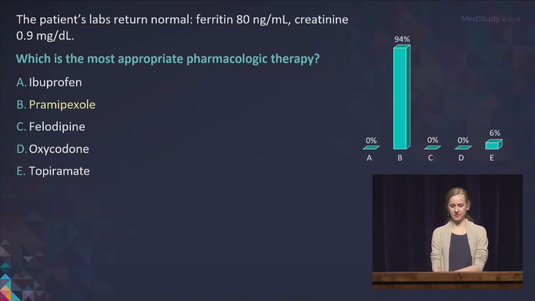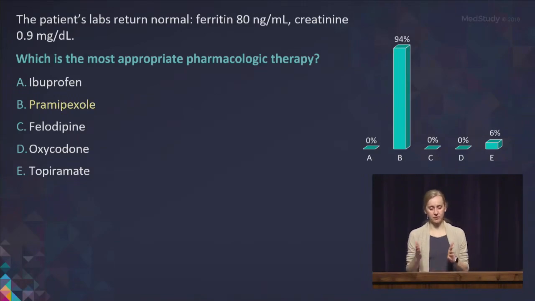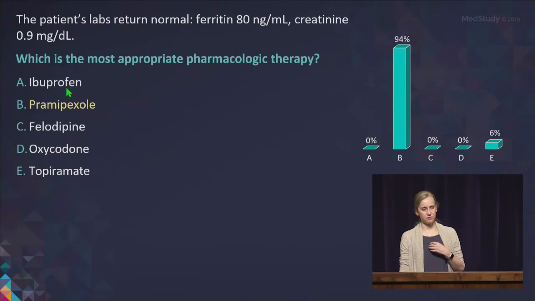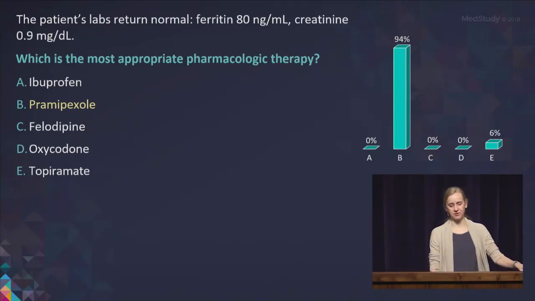Good, pramipexole, perfect. Topiramate is a possible choice, but we would probably start with pramipexole or one of the other medicines that's a little bit more focused before we start that. We aren't going to do ibuprofen, obviously, because of the risk of kidney disease and hyperkalemia in that. Felodipine is not relevant. Oxycodone is pretty much never going to be an option in an ambulatory patient if you can avoid it, just because of all of the risks associated with opiates.